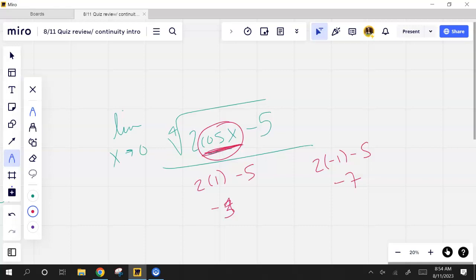Because this is always going to be between. You could have actually used squeeze theorem for that. Can you show us how to do squeeze theorem? Yeah, but let's go through some others and then I will.